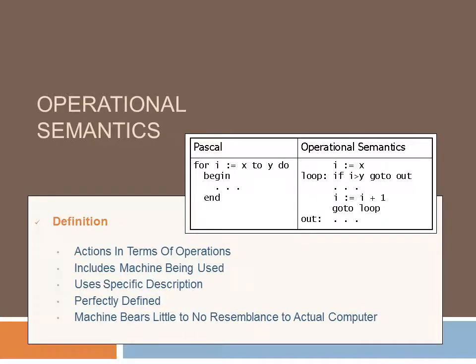Operational semantics. Operational semantics are defined by a language by detailing its actions in terms of operations. The operations include that of the machine being used. This requires operations of the machine using a specific description that is perfectly defined. In many cases, a machine will bear little to no resemblance to an actual computer. For example, if a machine is used as a reduction machine, actions may be step by step. This reduces programs by applying operations to values.